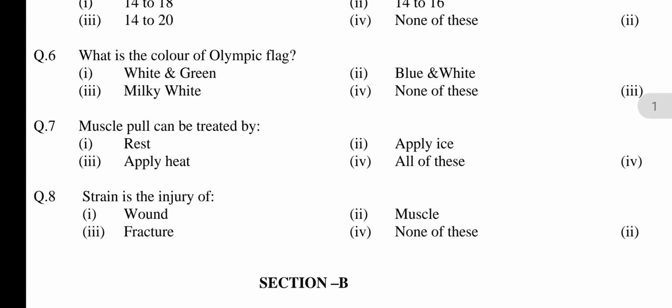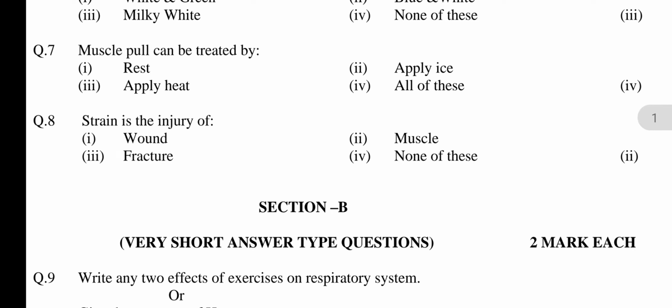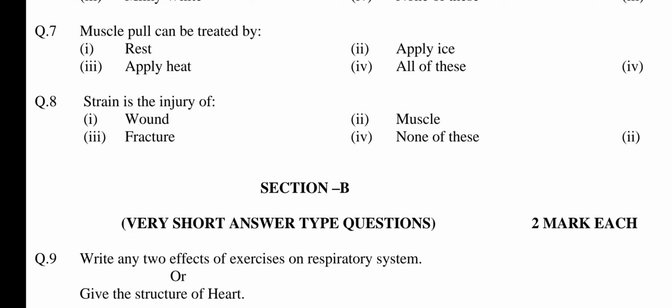Question number 6. What is the color of the Olympic flag? Option first, white and green; second, blue and white; third, milky white; fourth, none of these. Answer is milky white. Question number 7. Muscle pull can be treated by: option first, rest; second, apply ice; third, apply heat; fourth, all of these. Answer is option fourth, all of these.